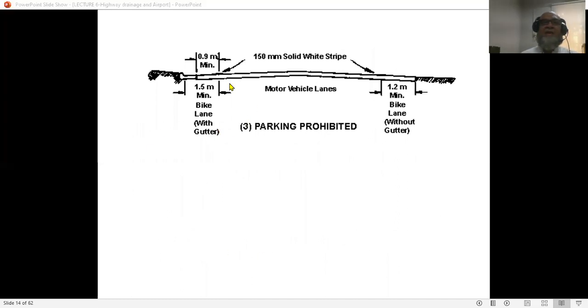So this is a typical example of a curbed section. You can see this is a curbstone and there is a depression in it. On both sides of the road, obviously, parking is open. So on this side you may not provide a gutter, but on this side you provide a gutter.